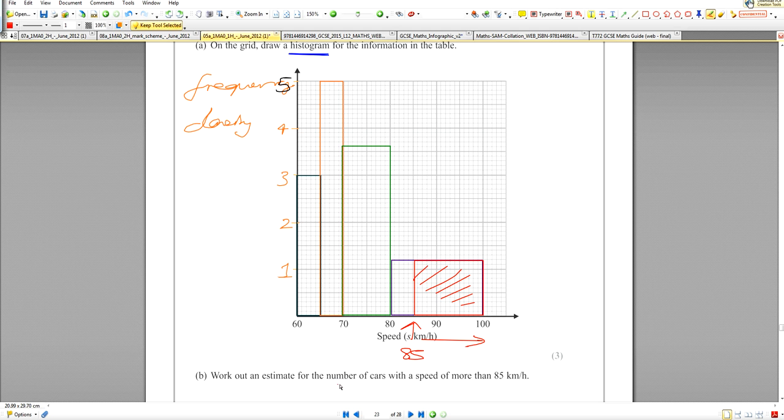Now, estimate for the number of cars. Number of cars is the same as saying they want to know the frequency, how many. To work out the frequency, we've got to work out the area of that red block. Area is equal to length times by width. The length is from 85 to 100. What's 100 take away 85? 15. So the length is 15.